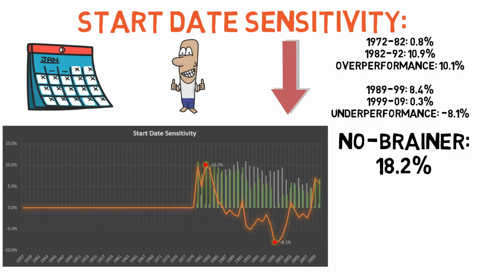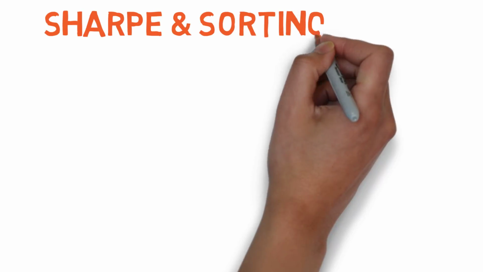But since this strategy is so focused on trying to achieve higher long-term risk-adjusted returns than something like the S&P 500 through superior diversification, I wanted to look at a couple other metrics before moving on to our crash analysis. So let's talk about the Sharpe and Sortino ratios.